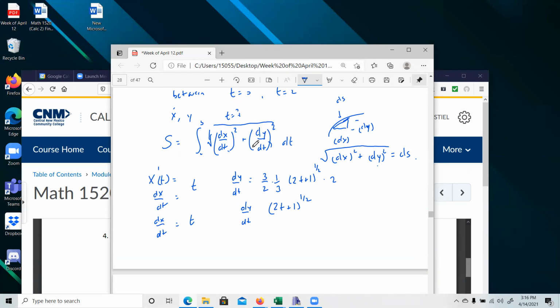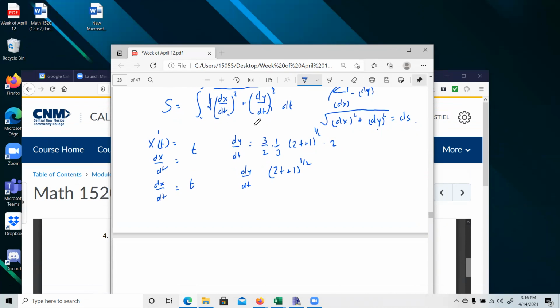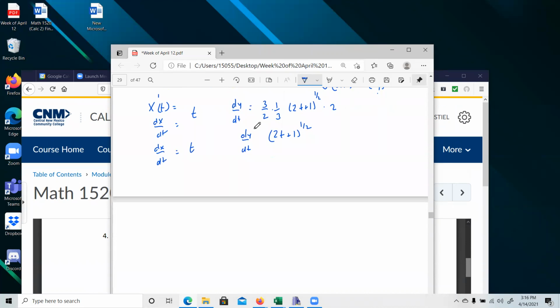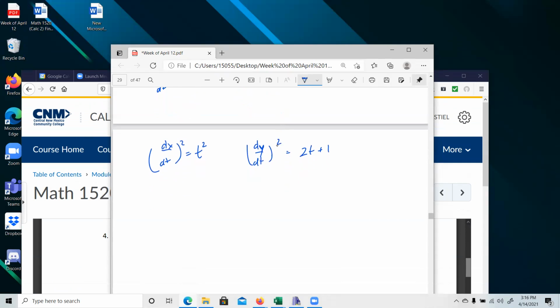Now, with our formula here, we're going to have to square them. So why don't we just do that right now? dx by dt squared is equal to t squared. dy by dt squared is equal to 2t plus 1, because that's going to take the square root off. Okay, so let's go ahead and integrate this. So we have from 0 to 2, the square root of t squared plus 2t plus 1.